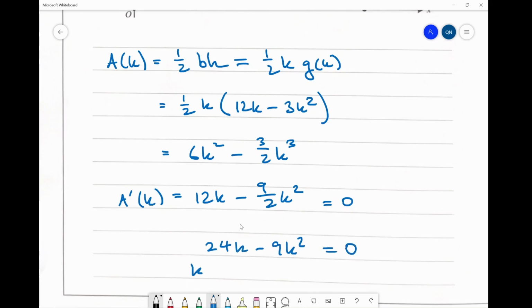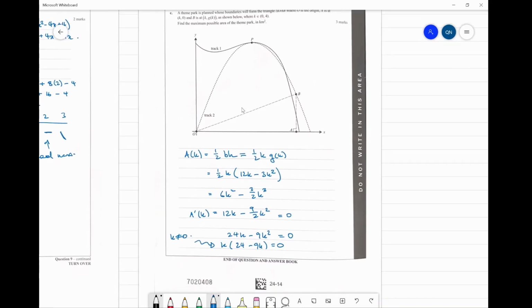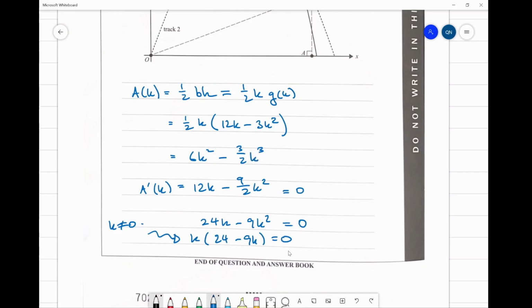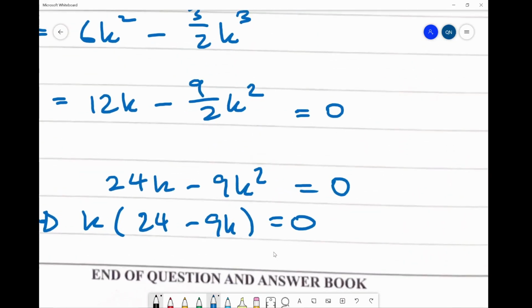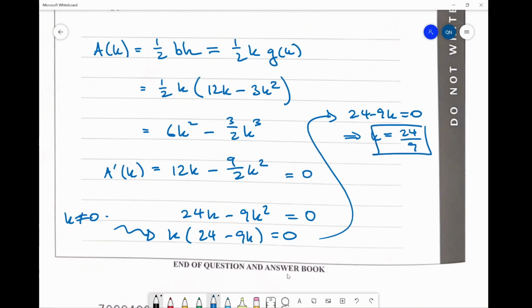And you can factor out a k, so k times (24 minus 9k) is equal to 0. But remember, k can't be equal to 0 because k is on the interval 0 to 4, non-inclusive. If k was equal to 0, you're just smashing this triangle down to a single point. So obviously that's going to be your local minimum there. So it's not k equals 0. You have to solve the other factor equal to 0. So 24 minus 9k equals 0, which tells you in the very end that k is equal to 24 on 9. I think that was all we needed to do.